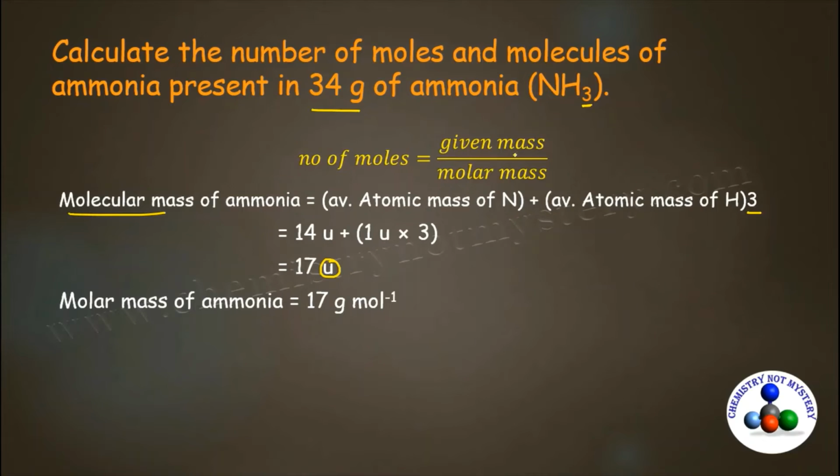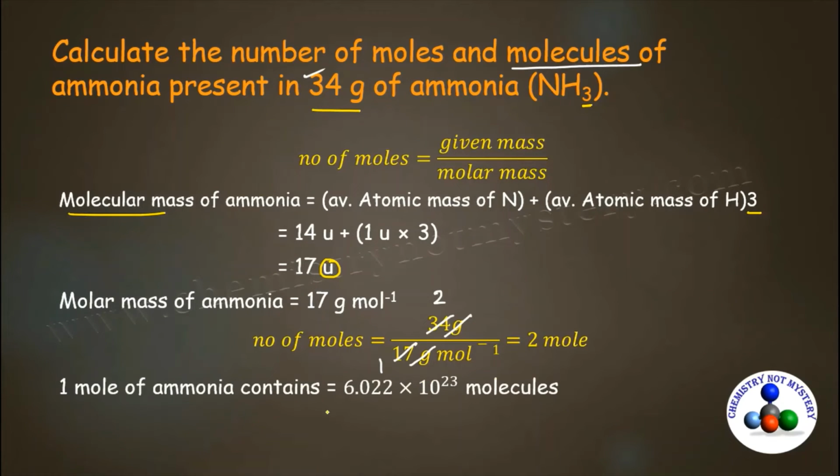Now place the value in the given formula. So here you will get 34 grams divided by 17 grams per mole. Grams will get cancelled out with grams. 17 ones are 17, 17 twos are 34. So here you will get 2 moles of ammonia present in 34 grams of ammonia.